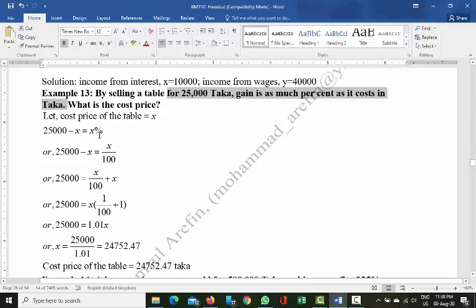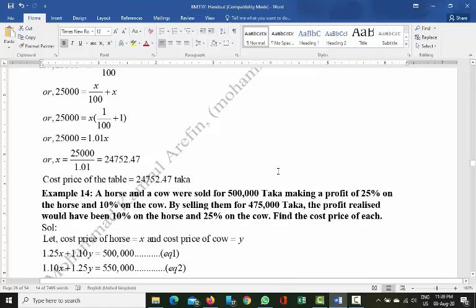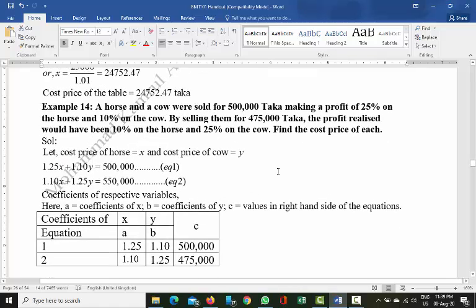So we know that x percent means x divided by 100. Now if you solve it, you will see that the value of x is 24,752. That means the cost price of the table is this one. Right.